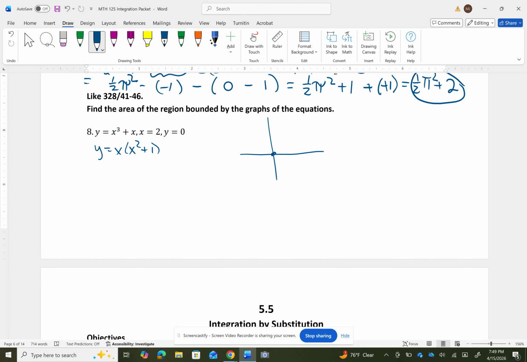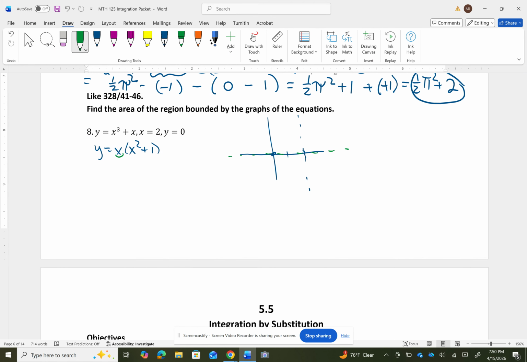If I'm not supposed to use a calculator, then you know, I'm not sure yet what that's going to be. x equals 2, I know, that's a vertical line over here. And y equals 0 is the x-axis. Okay? So we know this thing only crosses the x-axis at 0 because that's the only way to make the original function equal to 0.